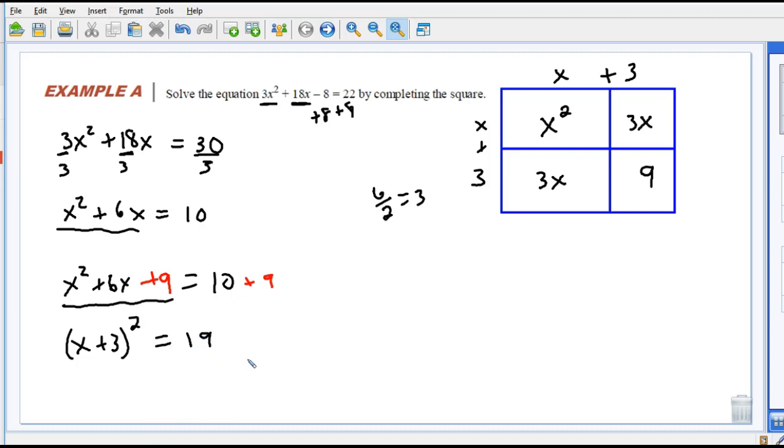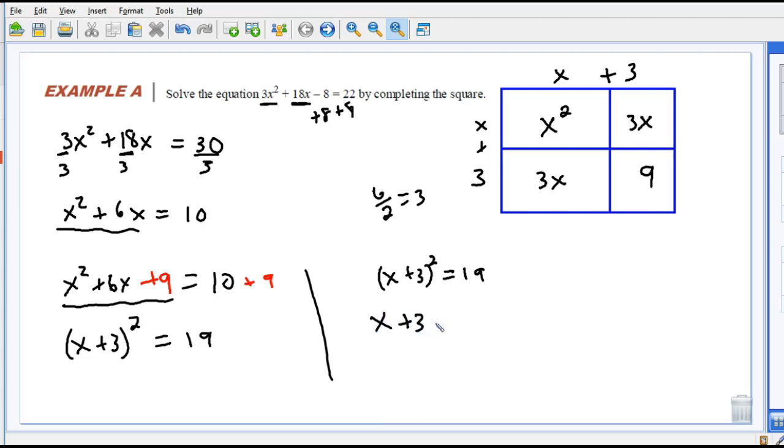Alright, so now we can solve it. I'm running out of room, so I'm going to write it over here. So I've got x plus 3 squared equals 19. Now we can just solve using the order of operations. I can't add these, so I have to undo the exponent first. How do I undo a square? It's a square root, and I should get 2 answers.